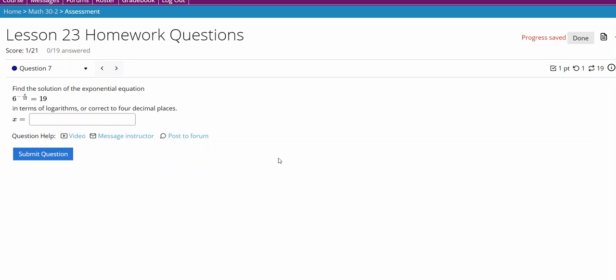Okay, let's do this one. Again, we're going to have to take logarithms, right? Because I can't make those into the same base. But we can take whatever type of logarithm we want. We could take log, like our common log, or we could do the natural log, it doesn't matter. Or we could do log base 6 or log base 19. So here, I'm just going to write it out again.